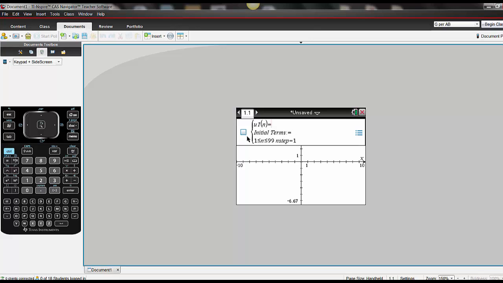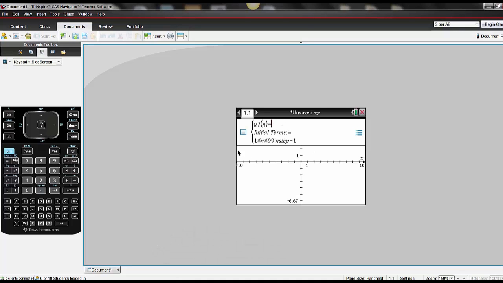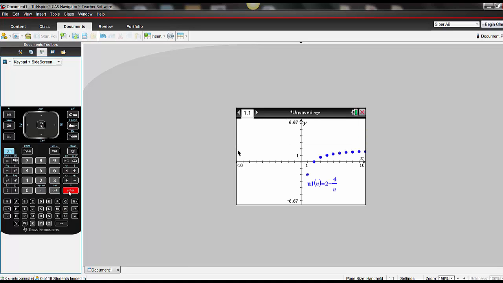Okay, notice how it starts at 1, which our domain is 1, 2, 3, etc., and it's going to go up by 1. So it's actually going to plug in n equals 1, n equals 2, etc. Okay, so the example we were looking at was 2 minus 4 over n. So I'll show you that, 2 minus, and then I'll do the fraction 4 over n. What the heck, I'll just do 4 divided by n. Okay. All right, so when I press enter, you can see the graph that you're going to get.